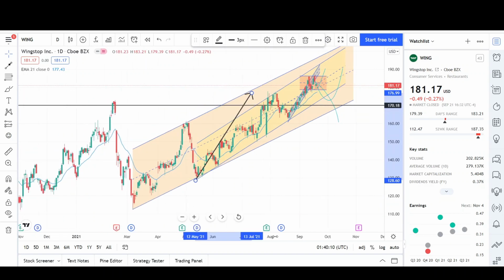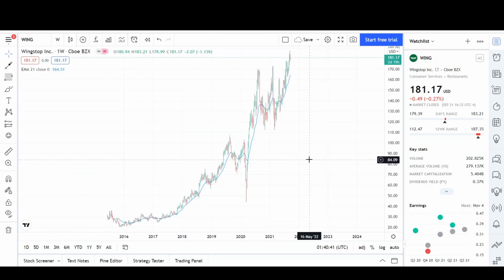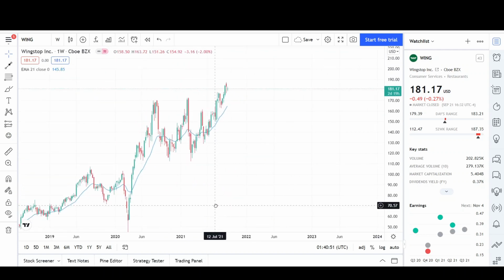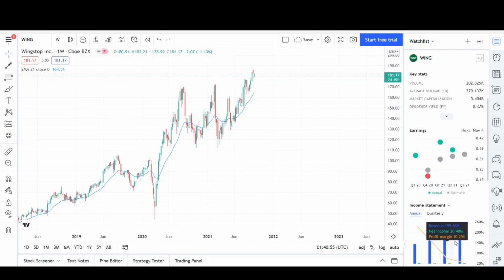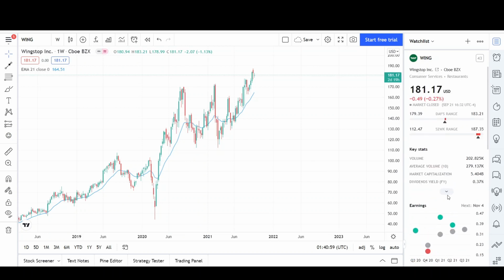So let's go ahead and take a look at the weekly chart. Here's the weekly chart for Wingstop, and as you can see, it's pretty much an uptrend since it IPO'd. So the overall pattern is a large uptrend. We just keep on making higher highs and higher lows, especially since it looks like the sales are continuing to climb, the revenue and also the net income. So that's a good sign for this company, just briefly looking at the fundamentals.